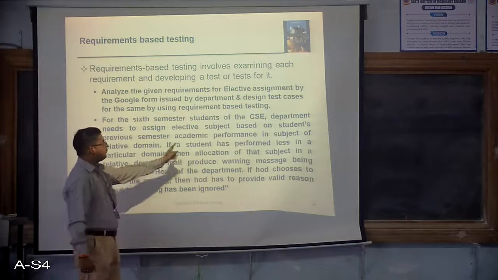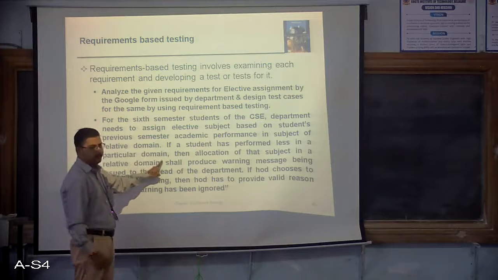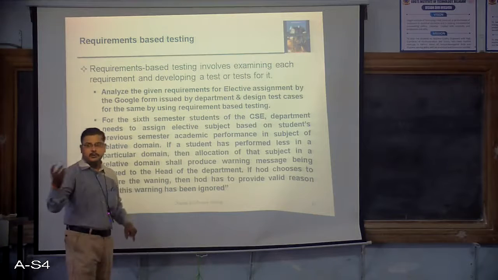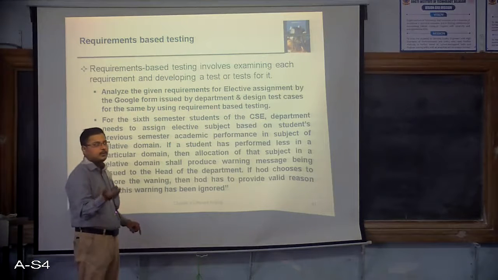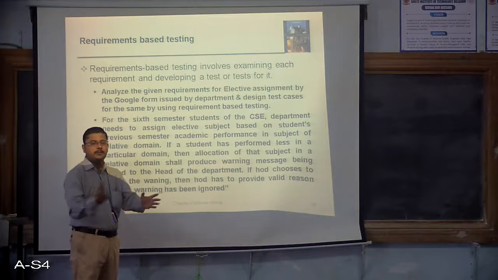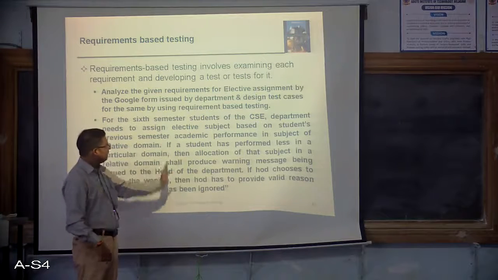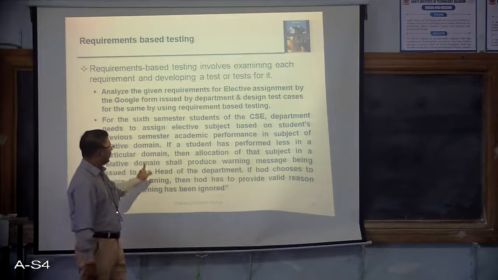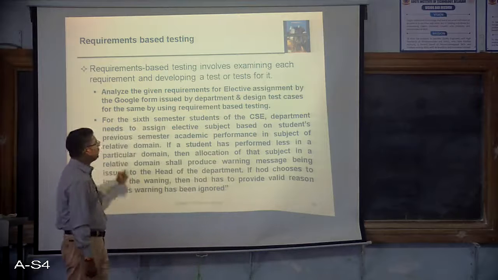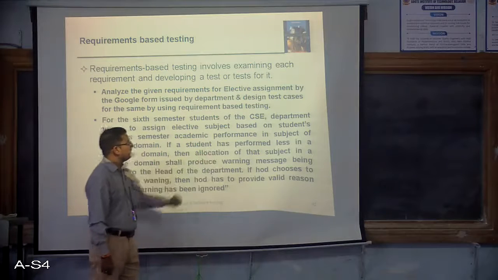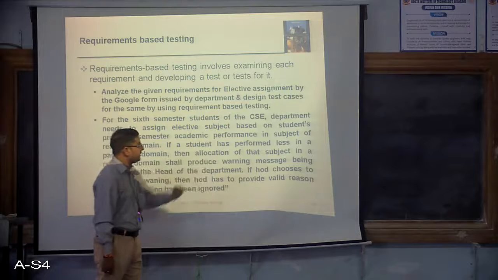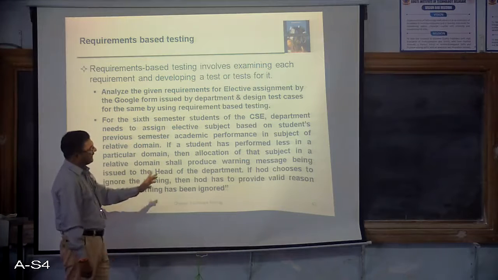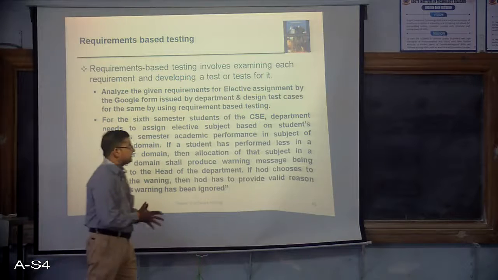So that's why, if the student has performed less in the particular domain, maybe it is a security domain, maybe a programming domain, maybe some machine learning applications, network applications and security applications. All the domains will be gathered collectively at one particular site. The particular subject belongs to one particular domain. So that is the criteria. If the student has performed less in the particular domain, the allocation of that particular subject in the relative domain shall produce a warning message being issued to the head of the department. If the HOD chooses to ignore the warning, then the HOD has to provide valid reasons why that particular warning has been ignored.